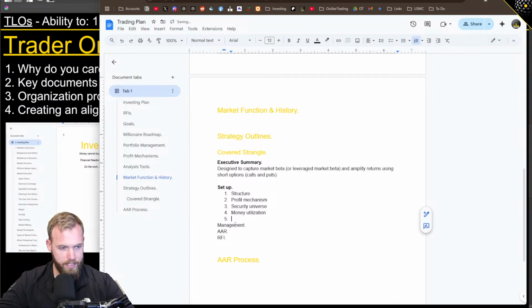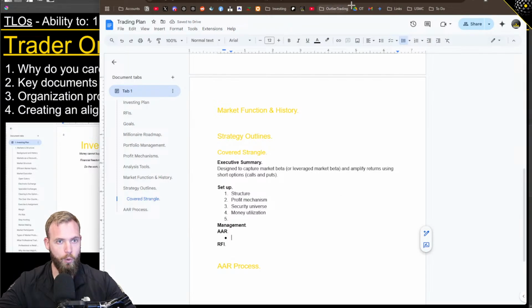Then management is exactly what it sounds like. It's talking about how are you going to actually manage the trade. After action review is what are you going to look at to see how you performed. So now this starts looking like details that are important for a trade log.